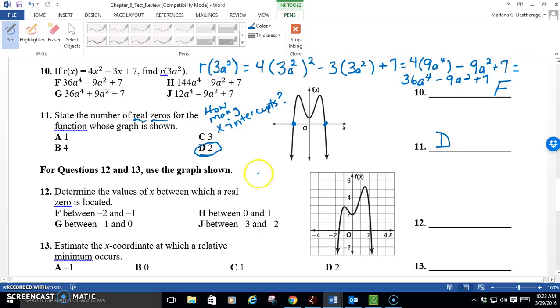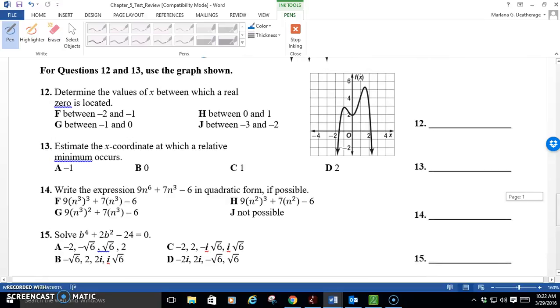Okay, number 12, and 12 and 13, we're going to use the graph. On number 12, determine the values of x between which a real zero is located. Well, let's see where the real zeros are. You've got 1 right here between -2 and -1. That looks like a correct answer. And then you've got 1 over here between 2 and 3. And 2 and 3 is not an option. So F has to be the correct answer. So basically it's where this 0 is right here.